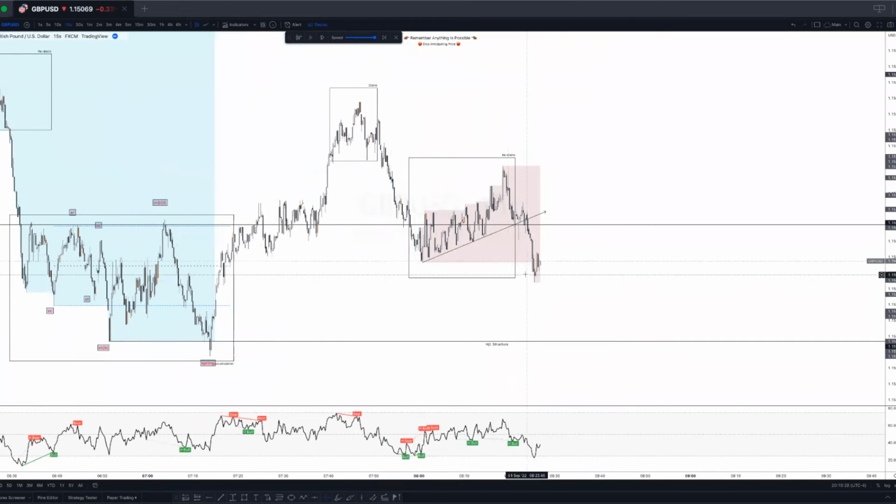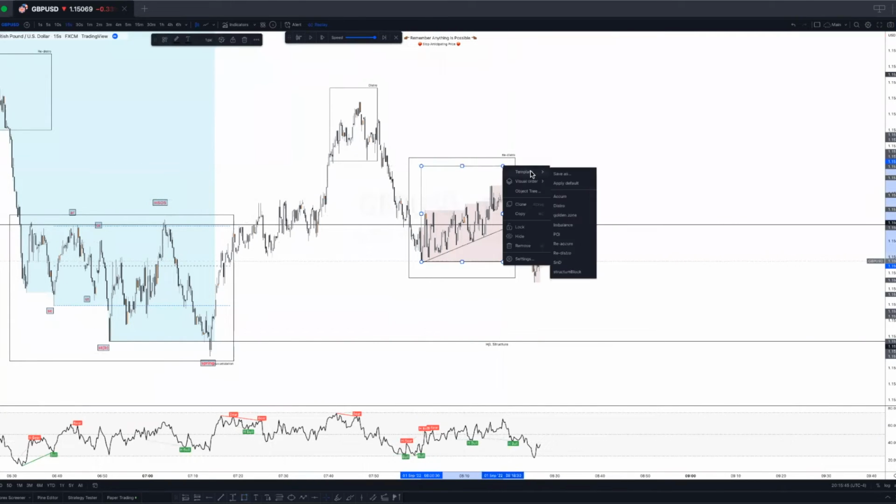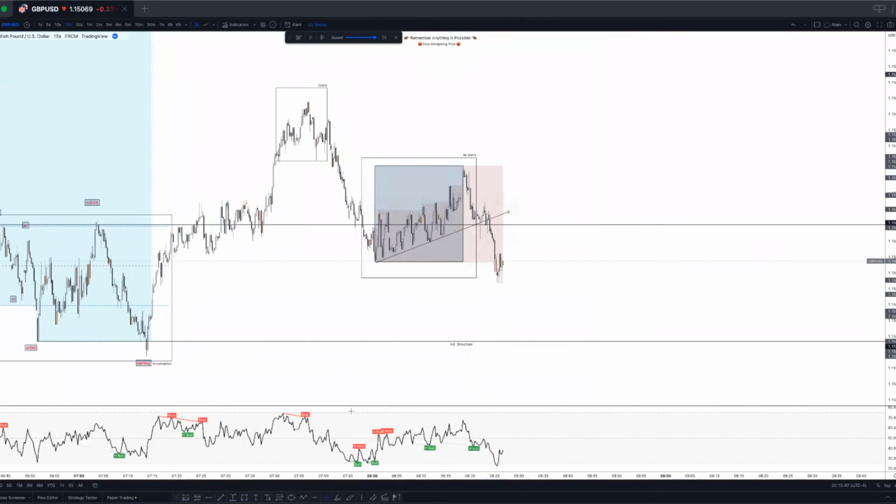And actually it's still London, New York crossover, right? I don't think London closed until 11 a.m. Eastern time. So London, New York crossover. Heavy volume, heavy volume, heavy volume. This is a block. It's my trading range block.